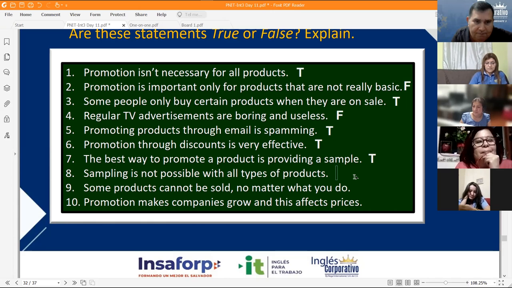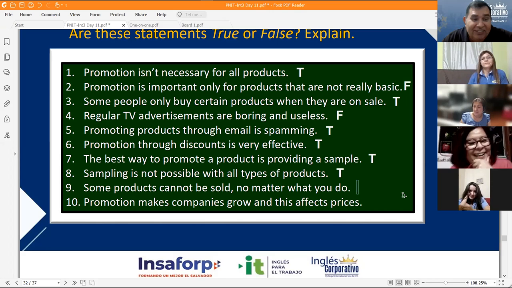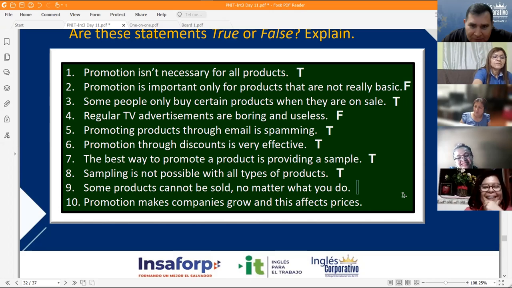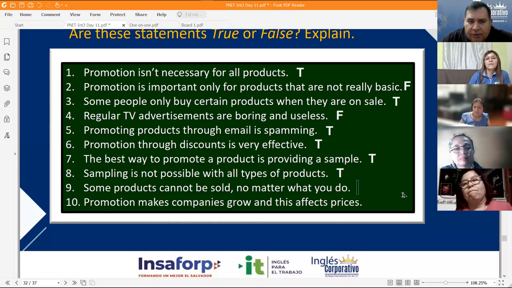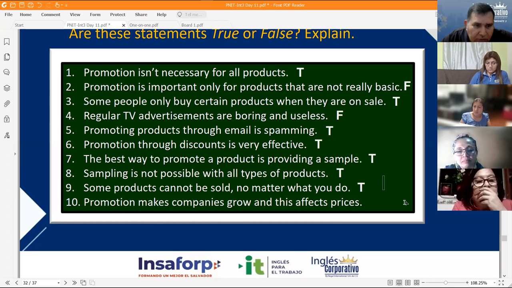Because they cannot give you a computer. Oh, I'm going to give you this computer. Can you lend me the computer to my home? To test the car. To test the computer at home. Exactly. Some products cannot be sold, no matter what you do. It means it doesn't matter how much promotion they make, the products are not sold. What do you think? Is it true or false? I think it's true. Okay, what about promotion makes companies grow and this affects prices?